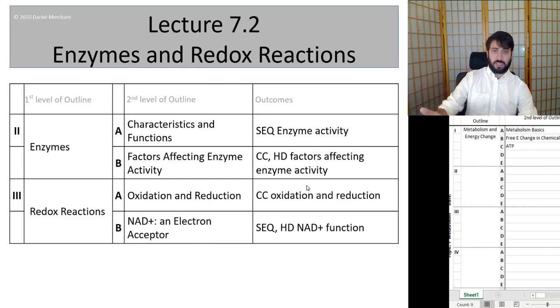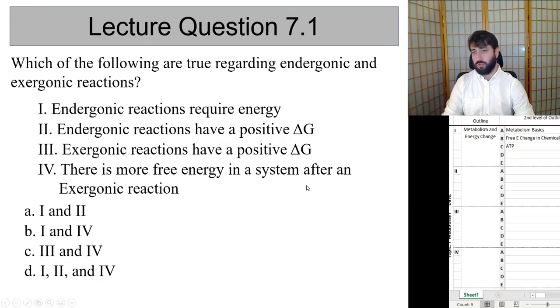Now, before we get to lecture 7.2, let's move on to lecture question 7.1. Which of the following are true regarding endergonic and exergonic reactions? Go ahead and read through that question, and I'll see you in lecture 7.2. Cool.